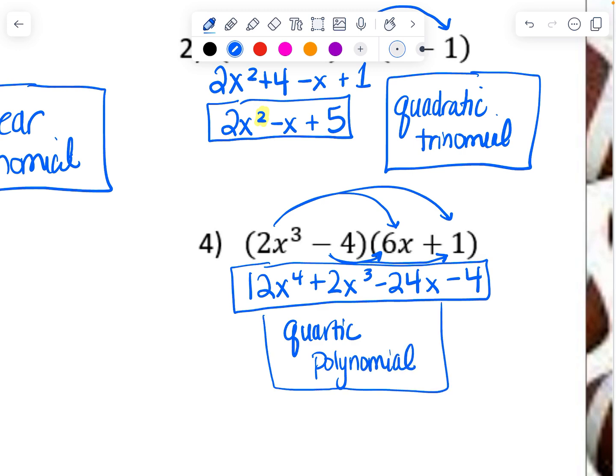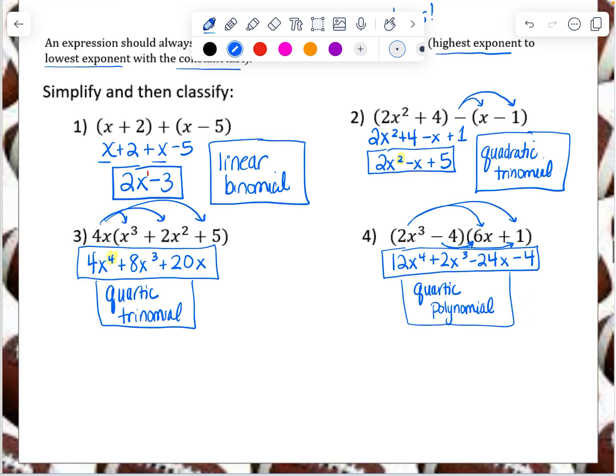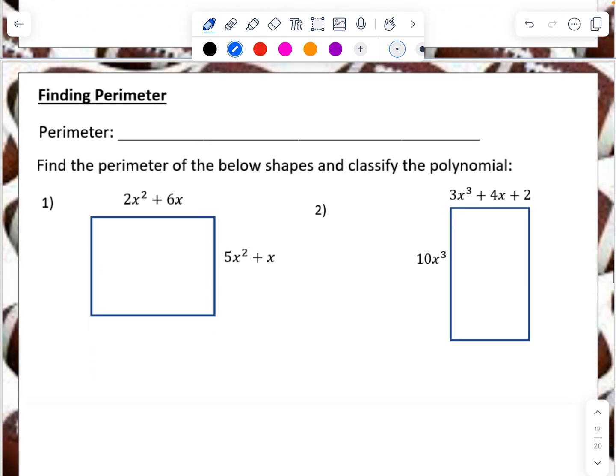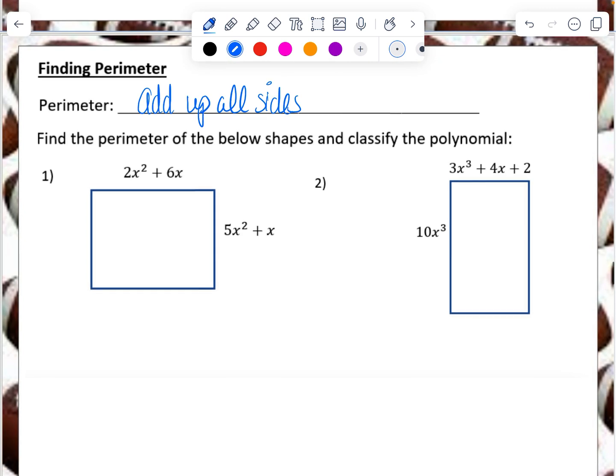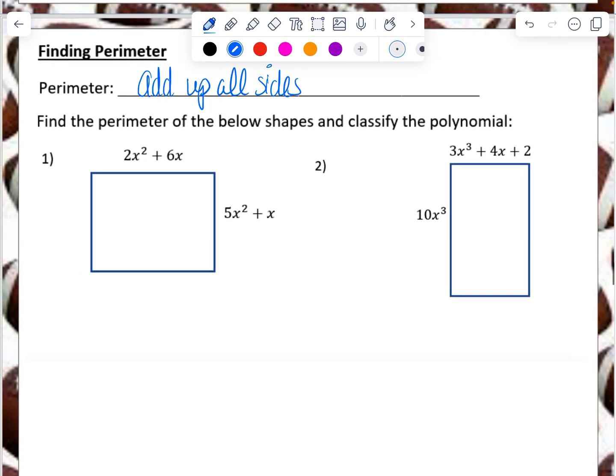All right, on the back side, we're going to use your knowledge of perimeter, volume, and area to do the same thing. So for finding perimeter, that just means adding up all the sides. So with these shapes, we're just going to find the perimeter and classify the polynomial.